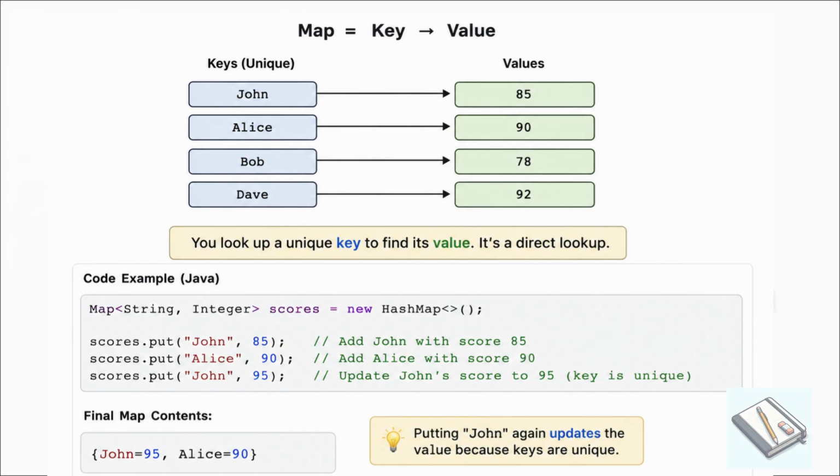You know, the best way to think about this is like a real-world dictionary. You look up a unique word, that's your key, to find its definition. That's your value. It's a direct lookup. This super simple concept is what makes maps so incredibly fast and useful.